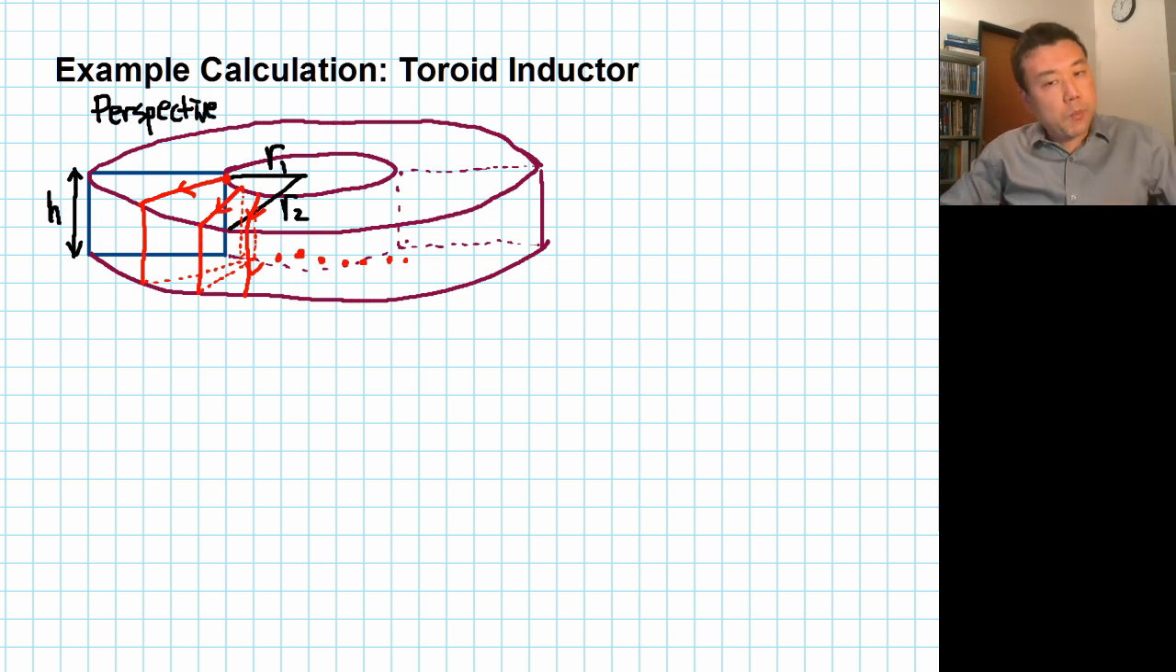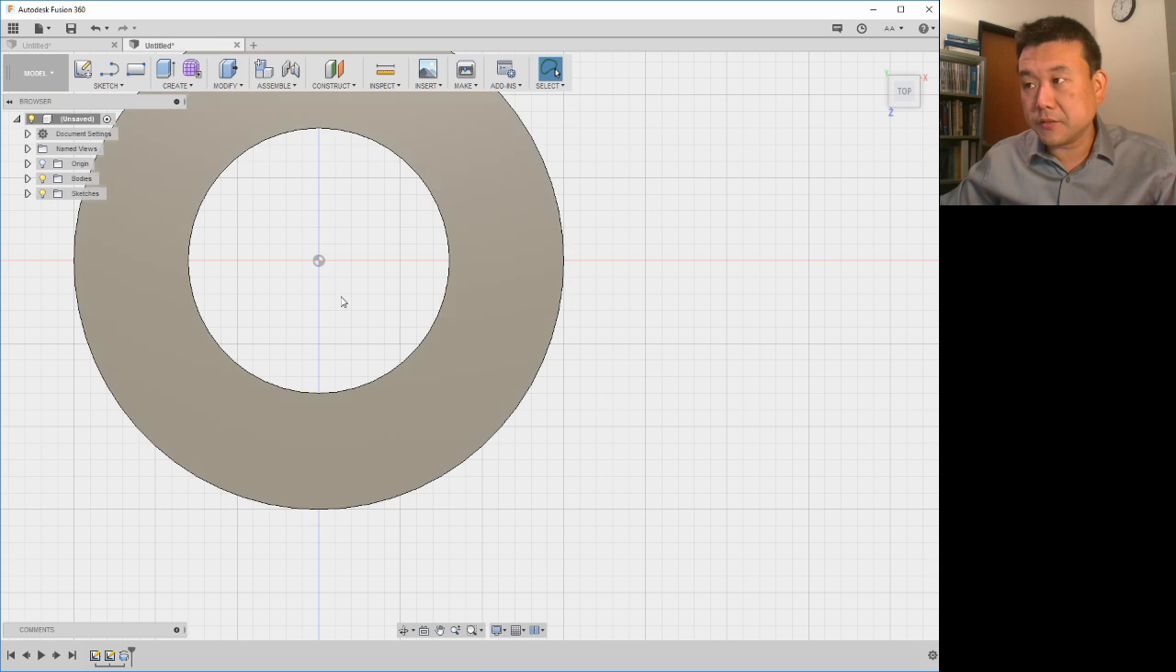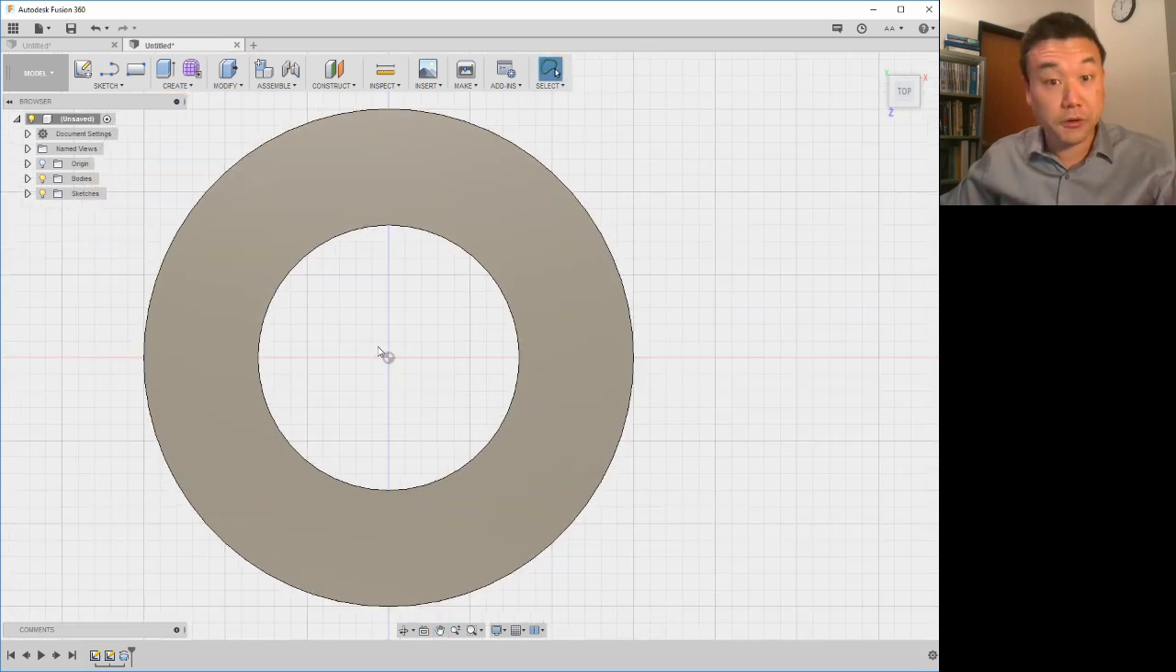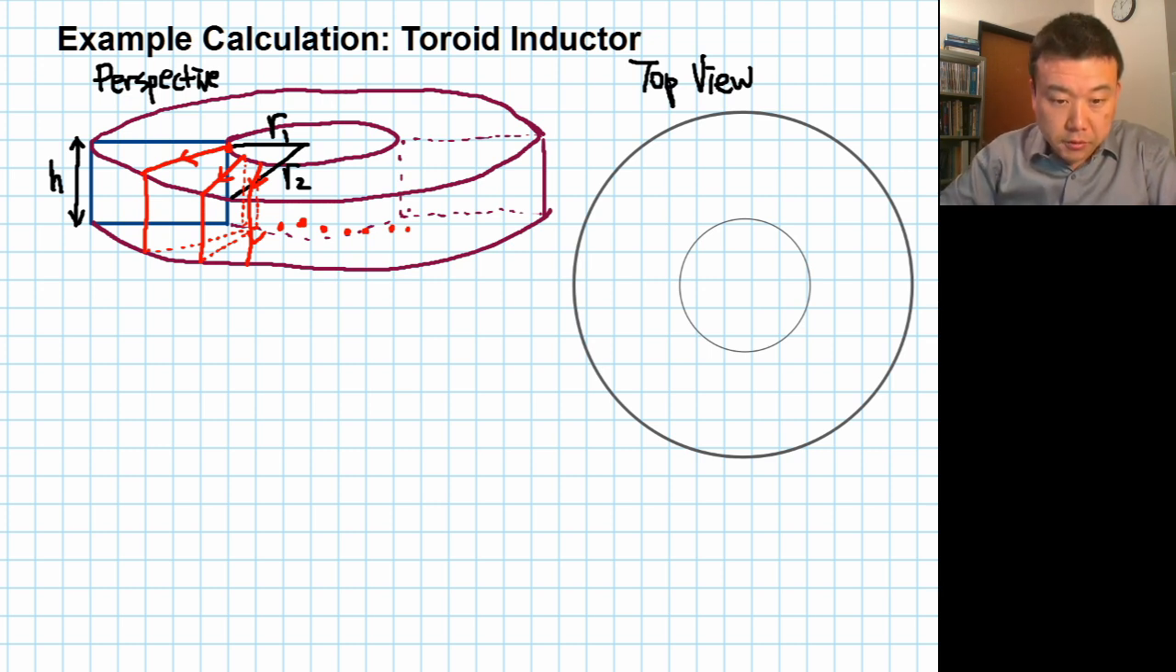Let me draw one more view that'll help us describe this toroid more accurately. That would be the top view. That is, going back to the toroid that we drew before, imagine that we are looking at the top surface here. So this is the top view of the toroid. So these two circles represent the inner and outer radius of the toroid. Let me draw something to illustrate the wires.